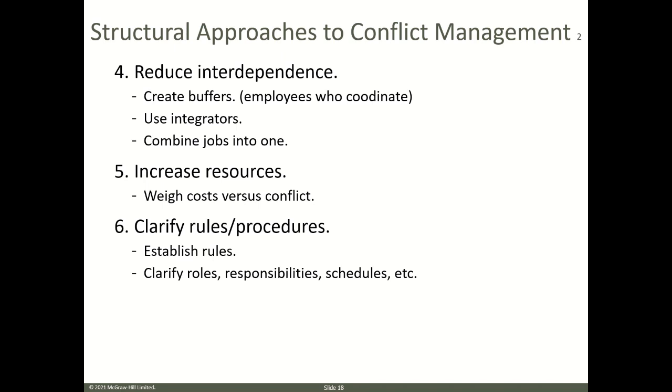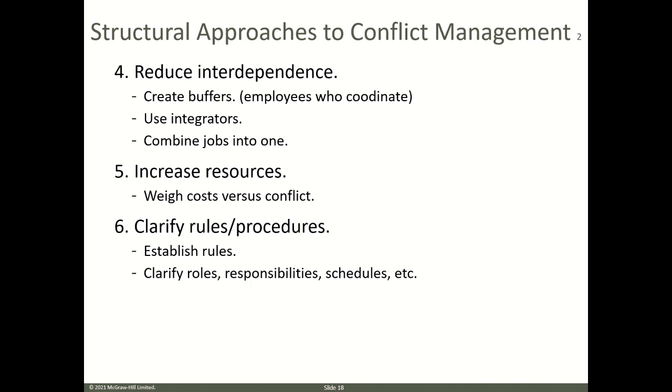Combine jobs into one. It means reduce the task interdependence and form a job enrichment. It means each person assembles an entire product. If there is an interdependence, it means one task is completed, and only then the second task will start. But the better way is reducing the interdependence by combining the jobs into one, right? So one job should be started and completed by one person. It means there will be no or less interdependence, which will cause less conflict or no conflict. This is also one of the management styles to manage conflict.